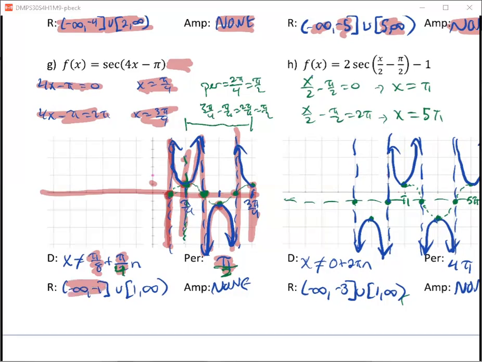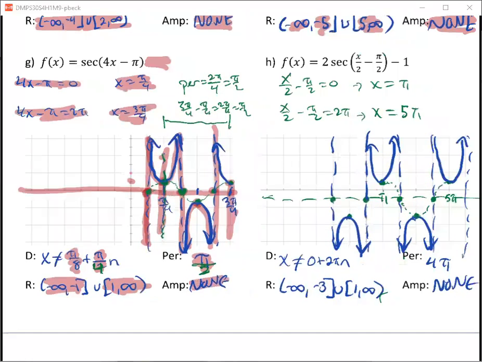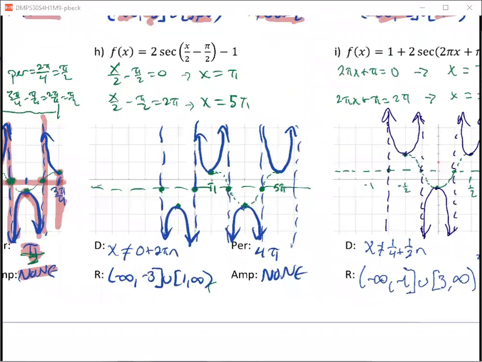So our range does go from negative infinity to negative 1, and then 1 to infinity, and of course, no amplitude. This does get highly repetitive, so for our vertical shift, what's inside equal to 0, and then equal to 2 pi. In this case that gives me pi and 5 pi. So that's my beginning, that's my end.